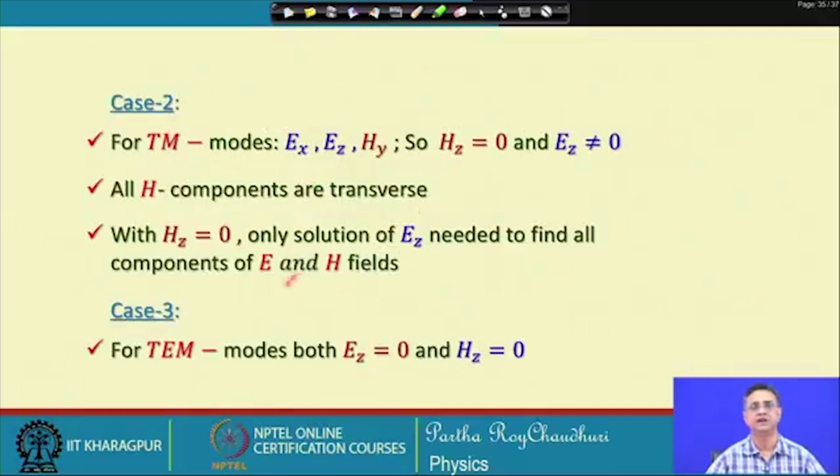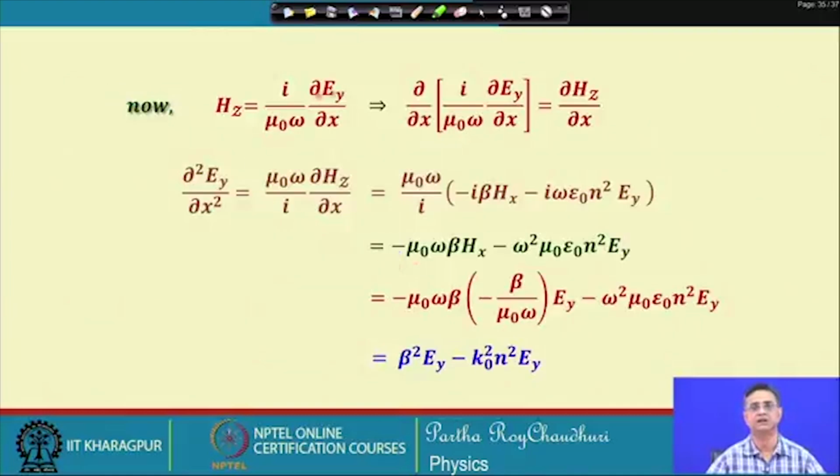Now, similarly for the TEM mode, both Ez and Hz are 0, and in that case you can actually calculate all the components. Now, looking at this expression, this is one of the field expressions, one of the equations out of the 6 equations.